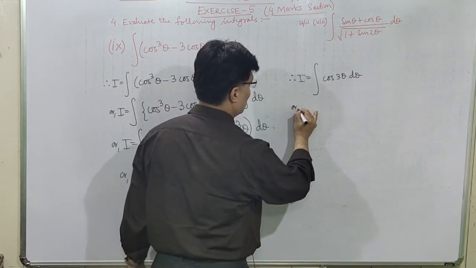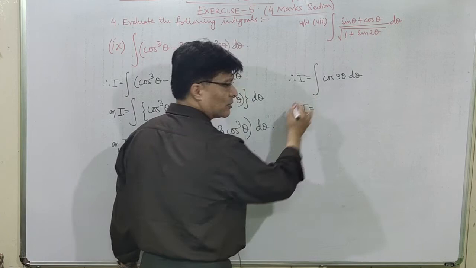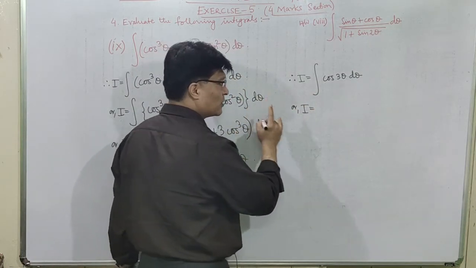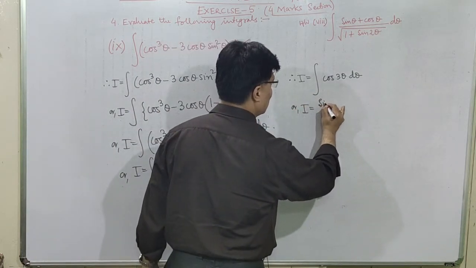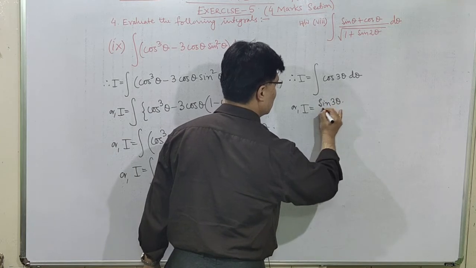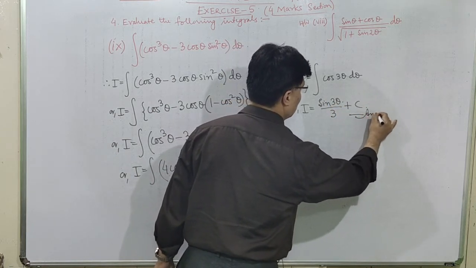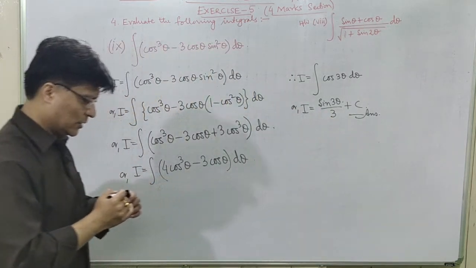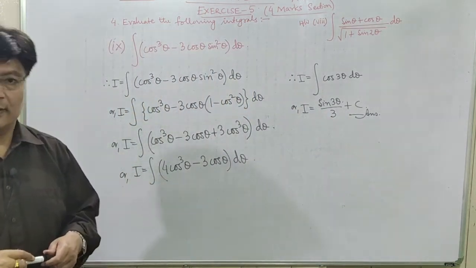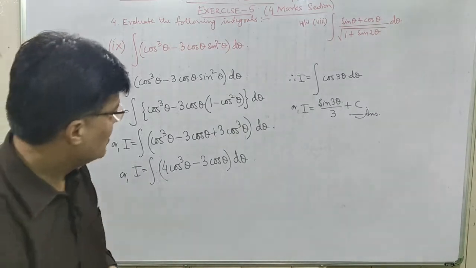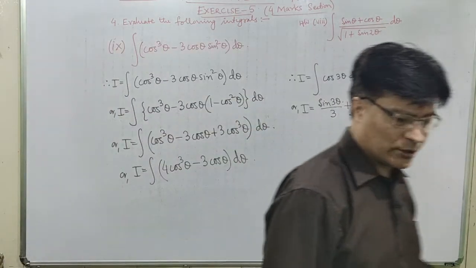Okay, so or I is equal to, what is integration of cos 3 theta? Differentiation of which function is cos 3 theta? It is sin 3 theta divided by 3. Then you should write plus c. So this is the final answer. So you can copy it. So now we'll do the next question.